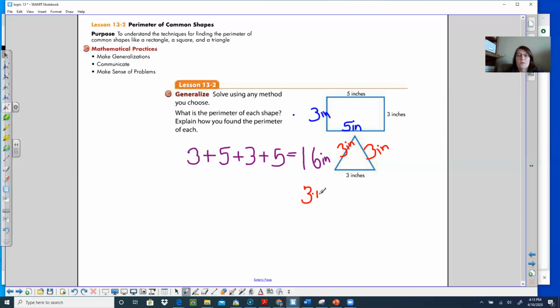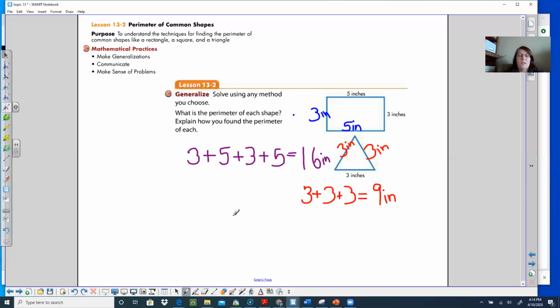So I can either do this one as repeated addition, or I could set it up as 3 times 3 because there are 3 sides on it. On this other one, I can't just do 3 times 5 because that would be figuring out the area, not the perimeter. And I want the distance around the shape, not the space inside the shape. That's going to come with our next topic.